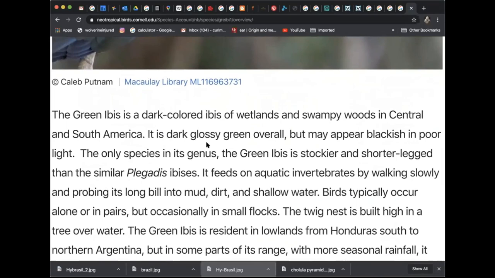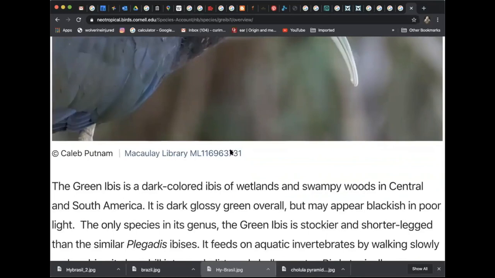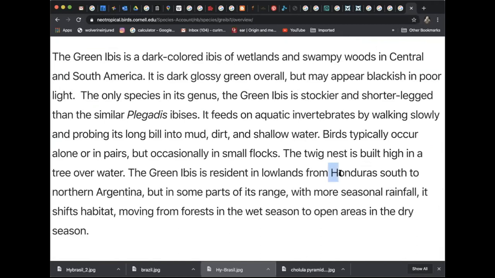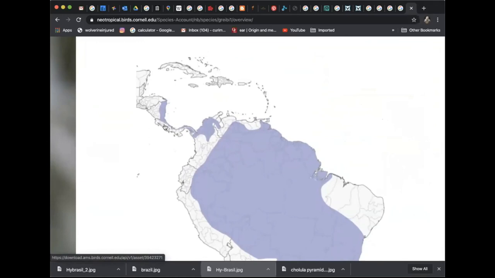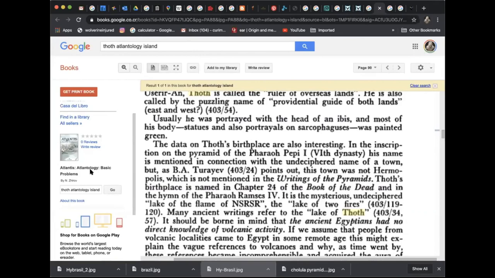The green ibis is a dark-colored ibis of wetlands and swampy woods in Central and South America. Not from over there, Egypt, not from Asia. This specific ibis, the green one, is actually from the Americas. The green ibis is resident in lowlands from Honduras south to northern Argentina. This is the area of the ibis. All right, we have them in Costa Rica. This is where it's found, the green ibis. All right, so again, back in the book, Atlantis, Atlantology, Basic Problems. Again, he's represented as an ibis and was painted what? Green. The green ibis from Central America.